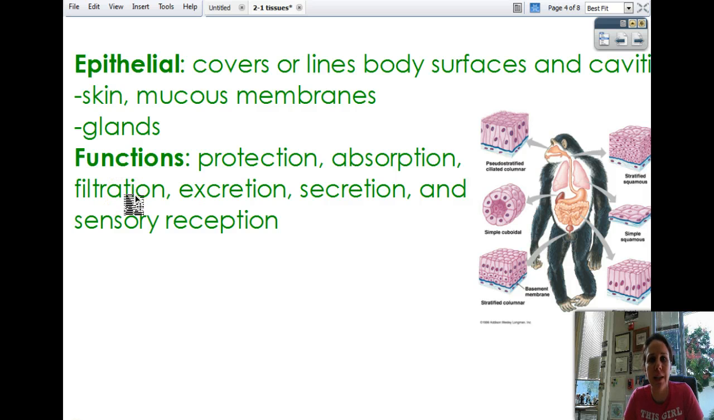Filtration, like in your kidneys, epithelial tissue is what pulls all the bad stuff out of your blood, sends it down to your bladder. Excretion, when you sweat, you are excreting bad things from your body, and that's epithelial. Secretion, when you're producing saliva or producing oil, that is a function of epithelial. And sensory reception, because usually epithelial has lots of nerves in it that allows you to pick up information. So here's a little chimpanzee over here showing different types of epithelial tissues that he has all over his body.